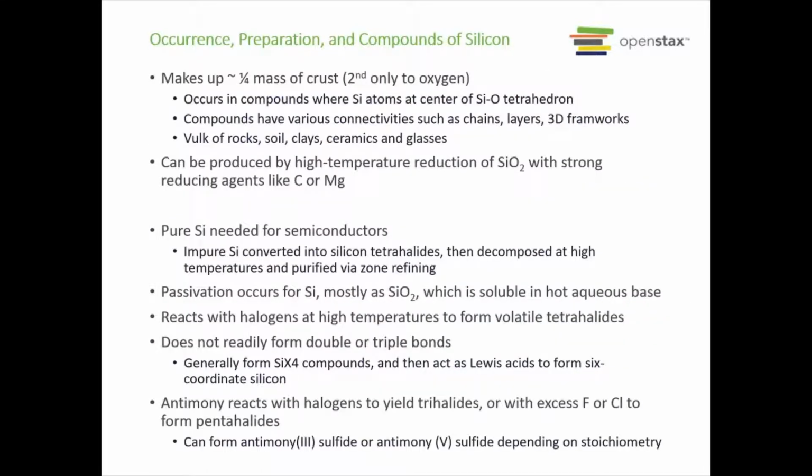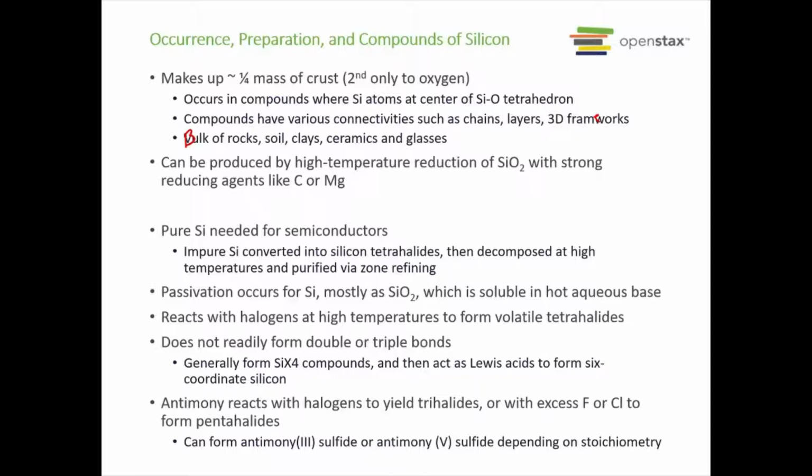And now silicon, interestingly enough, makes up 1/4 the mass of the Earth's crust, second only to oxygen. And it's going to occur in compounds where silicon atoms tend to be at the center of a silicon-oxygen tetrahedron. The different compounds with silicon in them have a bunch of different connectivities. It could be in chains and layers and 3D frameworks, but it tends to make up the bulk of rocks, soils, clays, ceramics, and glasses. So silicon is all over the place.